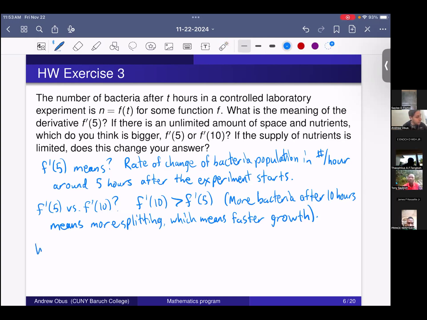So what if space and nutrients are limited? So what might happen here? Again, it's an open-ended question. It's not that there's one correct answer, but there's maybe an idea that should be coming through in this answer.